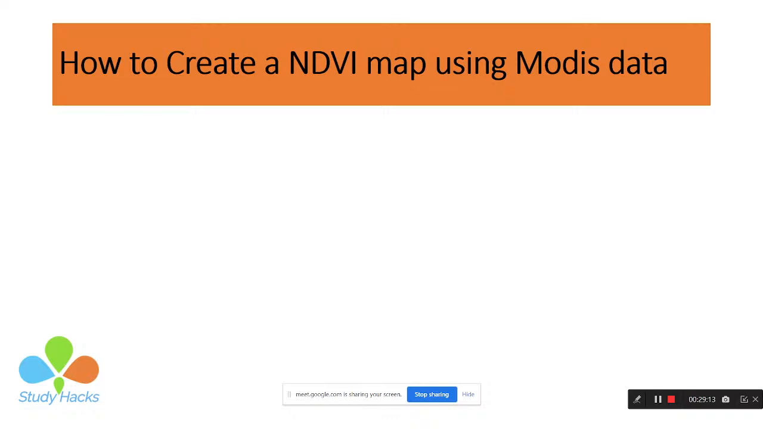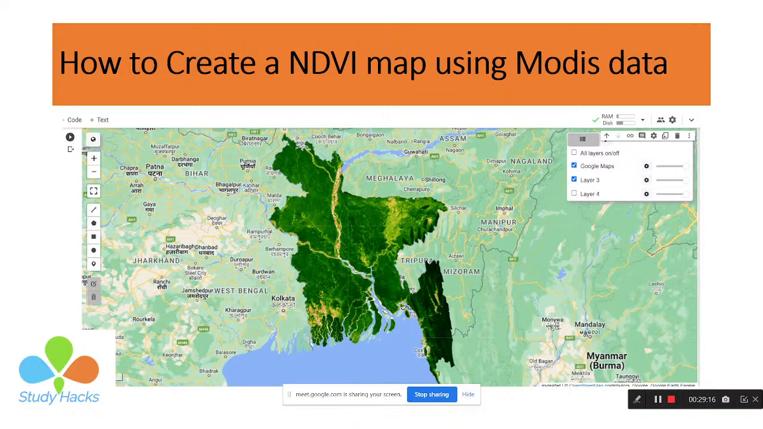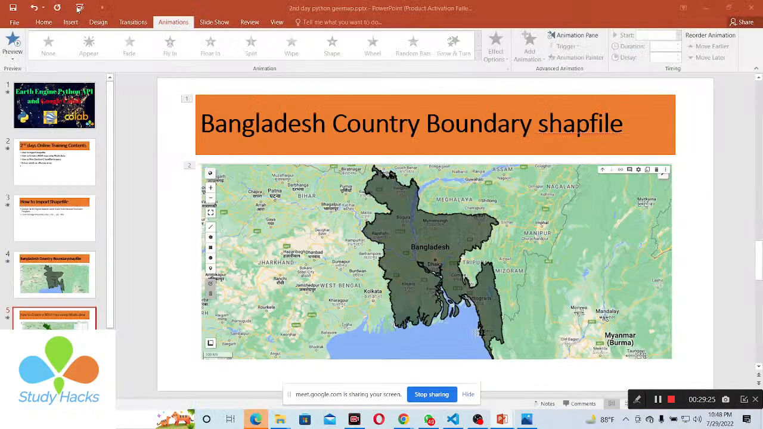Here you can see this is one type of map for the NDVI of Bangladesh. This time I will also show you how you can easily create this map in Google Colab. So I will open my slide and my code editor.